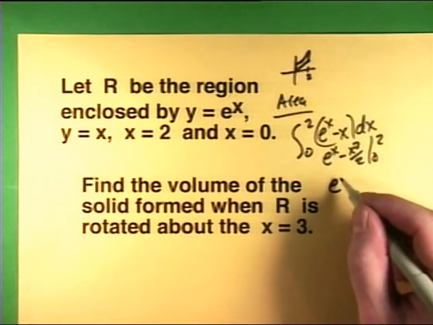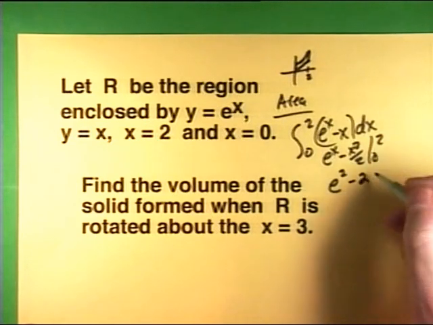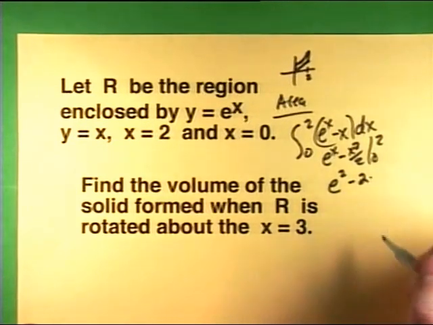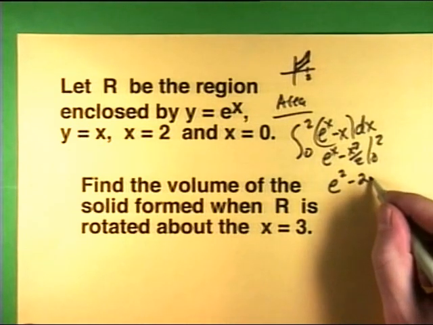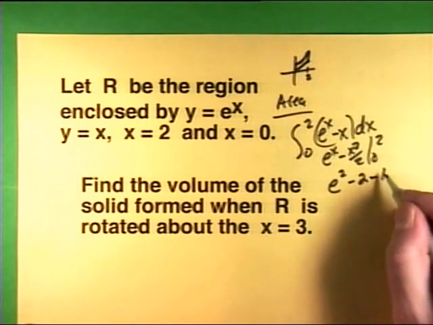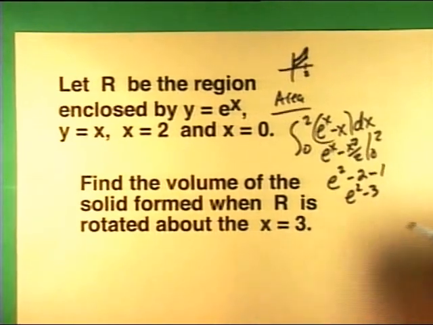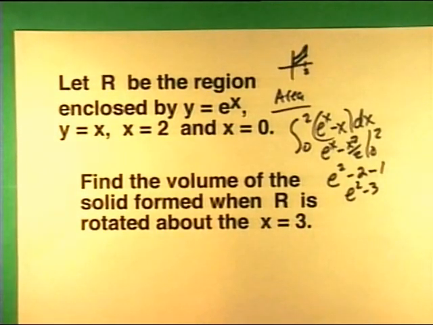E to the 2 squared over 2. Which is 4 over 2, which is 2. Okay, is that the answer? No. Okay. Minus e to the 0. What's e to the 0? 1. Okay. So it's negative 2 minus 1, so the final answer is e squared minus 3. Yep. Isn't that exciting? Very.